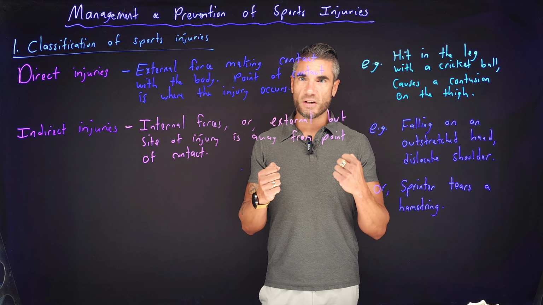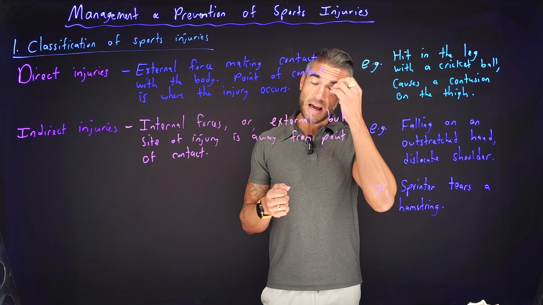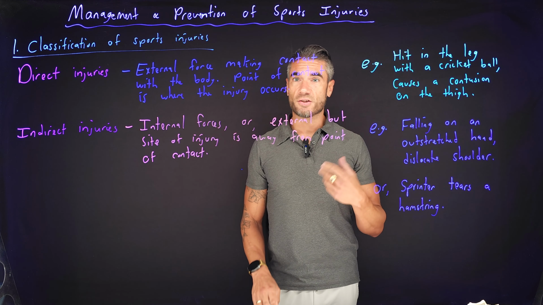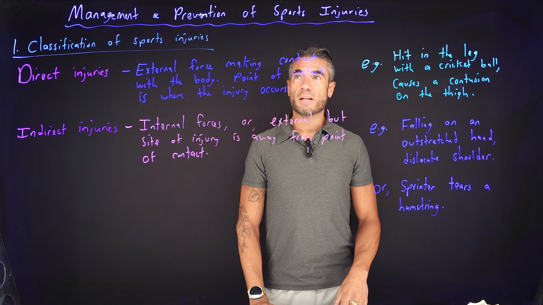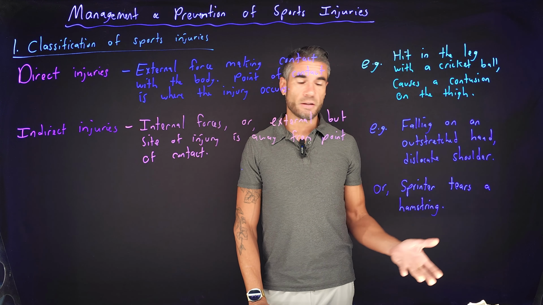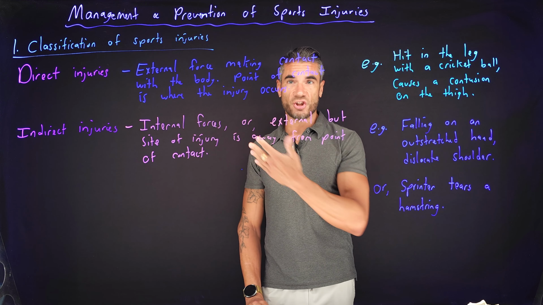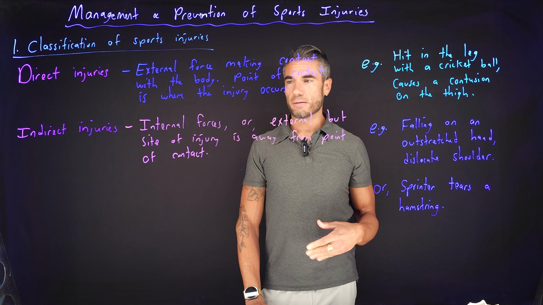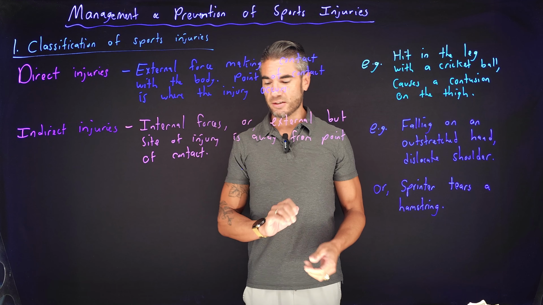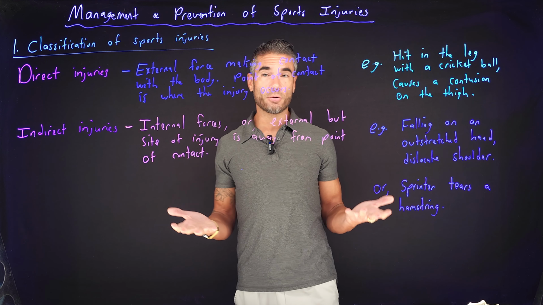If I was a boxer and I got hit in the face and my eye swelled up, guess what? That's a direct injury, all right? If I am standing in the middle of a field and I get struck through the shoulder by a javelin, well, that's a direct injury. Don't ask me why I'm in the middle of a field and getting javelins thrown at me, but they're all direct injuries, okay?